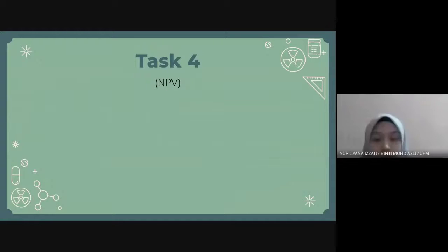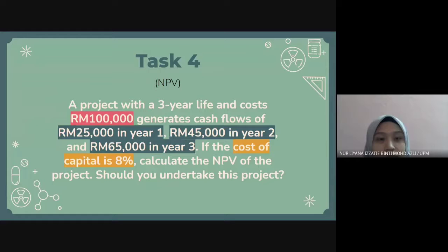Okay, next I will present for task 4 and task 5. Okay, for task 4, it is about net present value also. The question is a project with a 3-year life and costs 100,000 ringgit generates cash flows of 25,000 in year 1, 45,000 in year 2, and 65,000 in year 3. If the cost of capital is 8%, calculate the net present value of the project. Should you undertake this project?